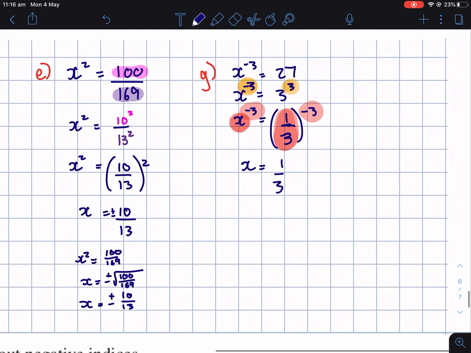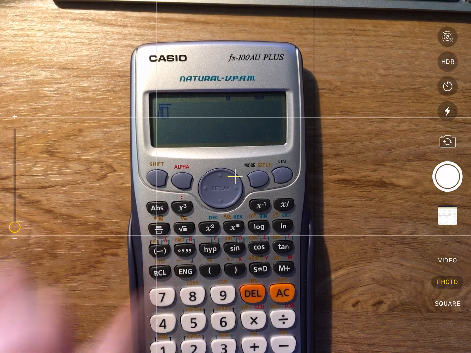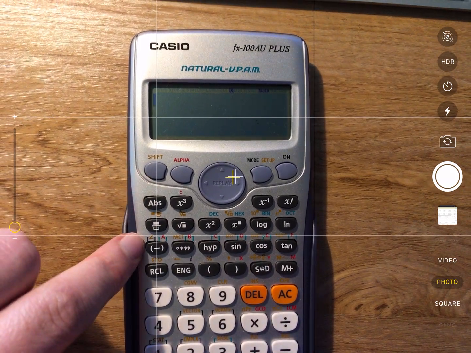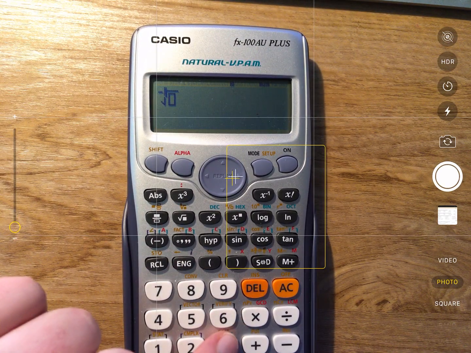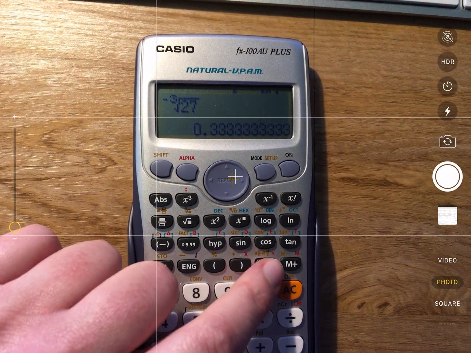Or in your calculator, you could have done the negative third root of 27. Do that now. In fact, I need to share my camera. Okay. So, instead of just normal square root, we're going to do shift square root. No, that's third. Instead of this, we're going to do shift and that. We're going to do negative 3, 27, a third.